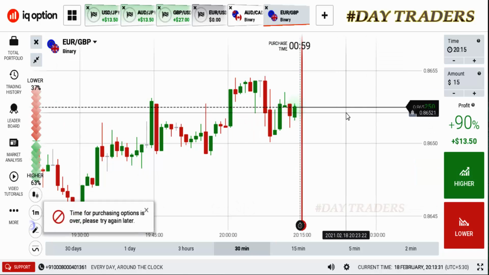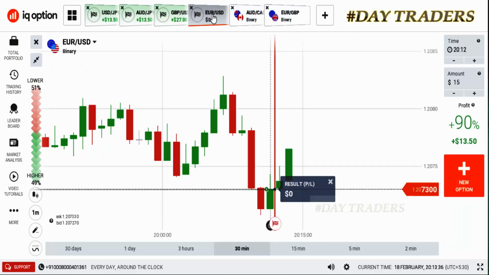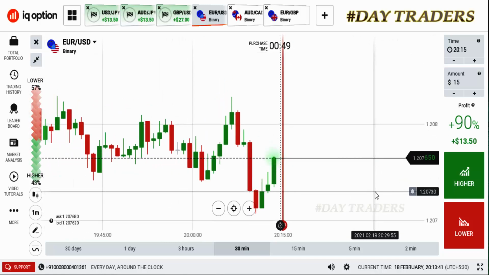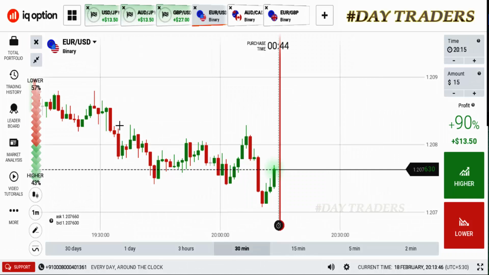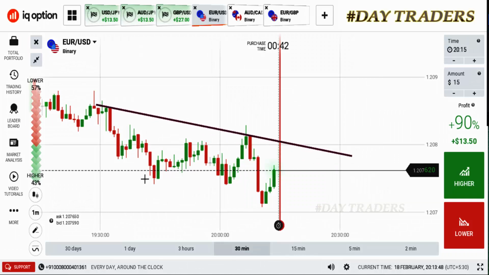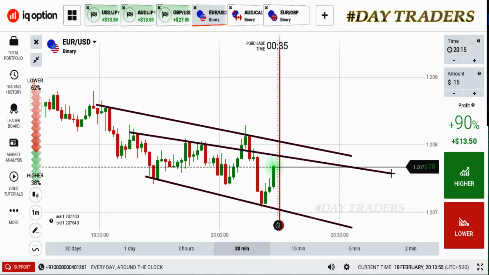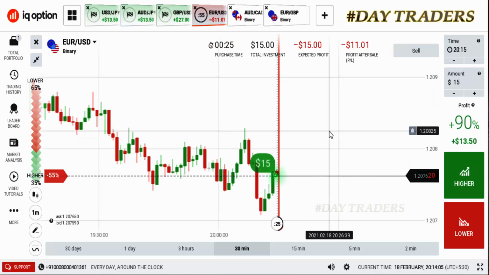Okay, I will place a higher option. Okay. Have tried to recover this trade. Okay, have checked the level. Okay, I'll place a higher option.